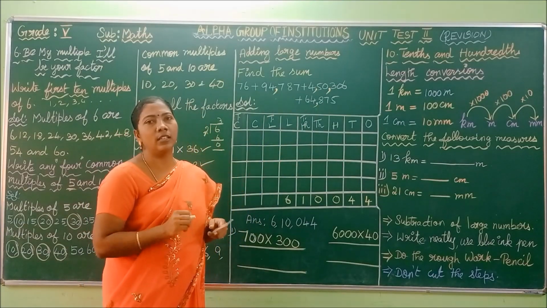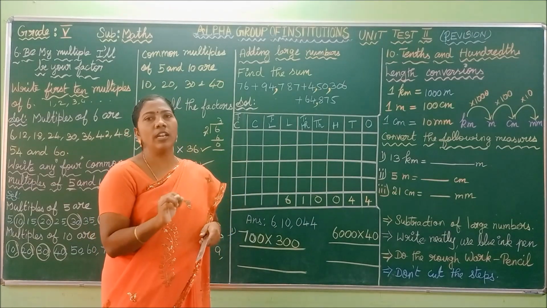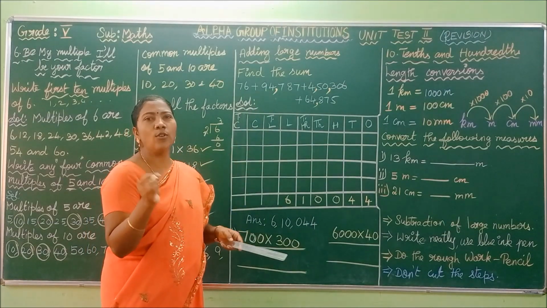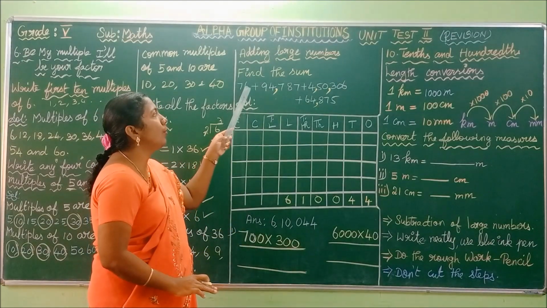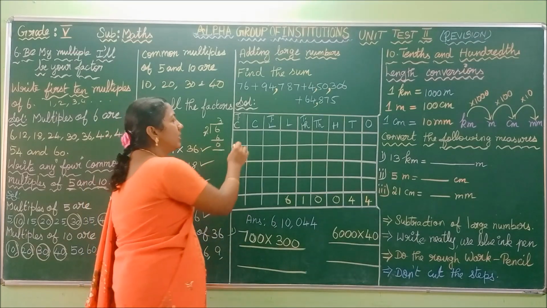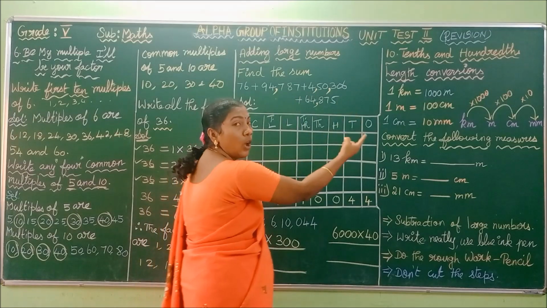How can you add these large numbers? You know the concept of addition very well. The only difficult thing here is you have to write the digits in their correct place value. See here, how do you write the 76? Don't write the 76 just anywhere. You have to start writing 76 from the ones place.